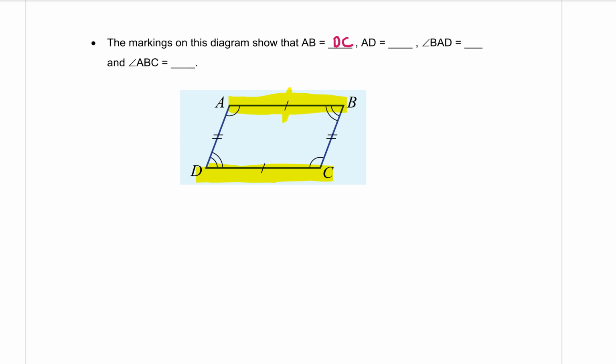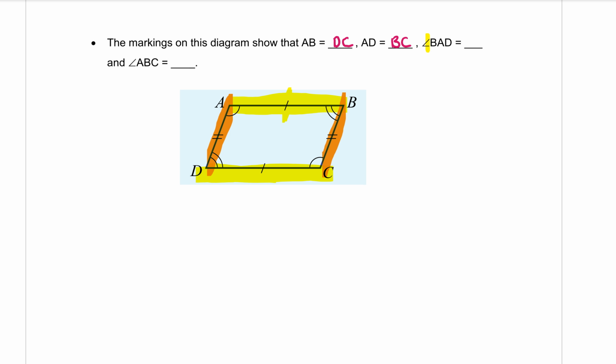Okay, then AD, so AD is the one going down this way. It's got two lines on it. The one straight across from it also has two lines on it, so that one must be the same, and that side I would call BC. Okay, so AB equals DC and AD equals BC. Then I have these little angle symbols. Now I want to look at the angles.